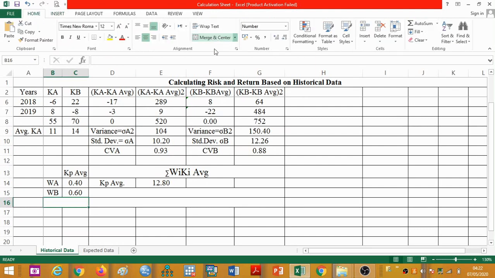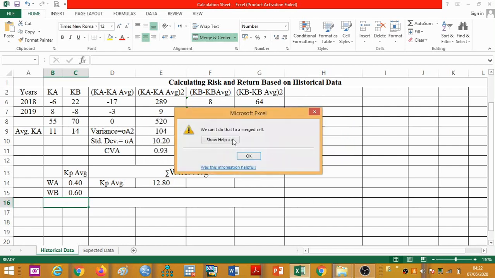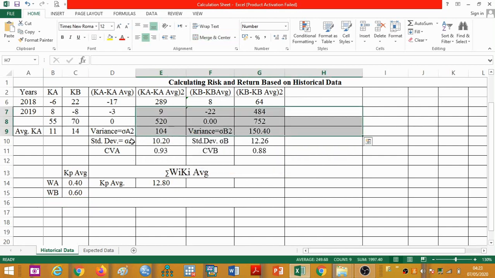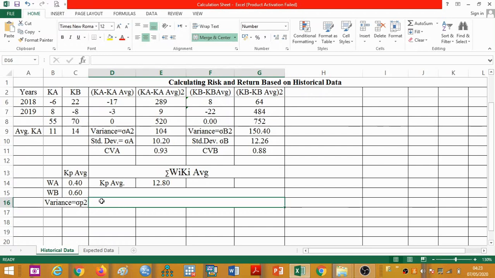I'll merge it and I'll put it here, Control V. Okay, and I'll take the value, Control C, I'll put it, Control V, and since we want to calculate it for the portfolio, I'll put portfolio, the variance of the portfolio. The formula for the variance of the portfolio is very simple, it's not very difficult. We are taking A and B security, so I can use A security and B security.